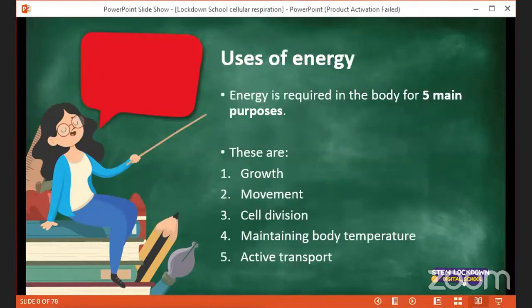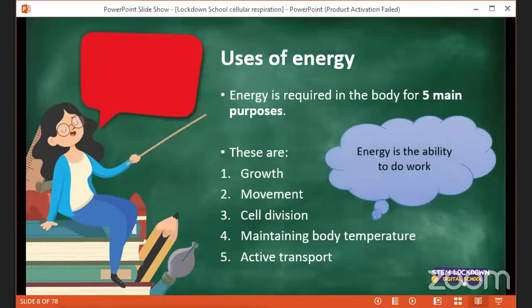Okay, now let us look at the uses of energy. So energy is required in the body for 5 main purposes, and these purposes are growth, movement, cell division, maintaining body temperature, and active transport. Okay, so now a question that you guys should be asking right now is, what is energy? How is energy defined, right? And energy, it is the ability to do work. Okay, so now remember, guys, energy in the body, or rather the body uses energy in the form of ATP.